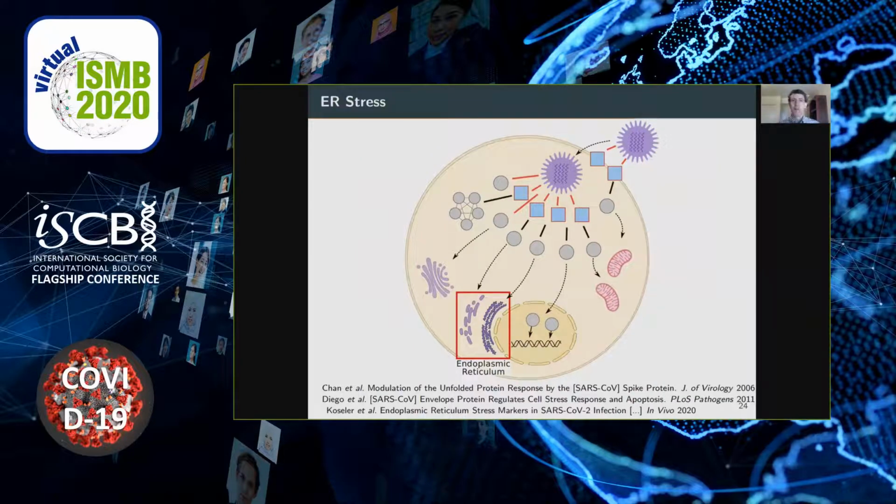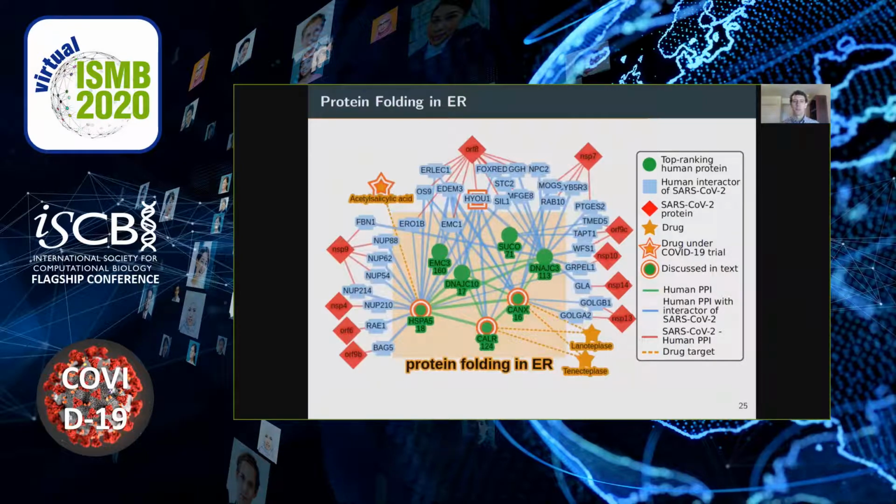ER stress is a well-documented initial response to viral infections with lethal or severe clinical outcomes, and was also shown to be activated during SARS-CoV-2 infection. One of the GO terms we prioritized, which is highly overlapping with other ER stress-related terms, is protein folding in ER.